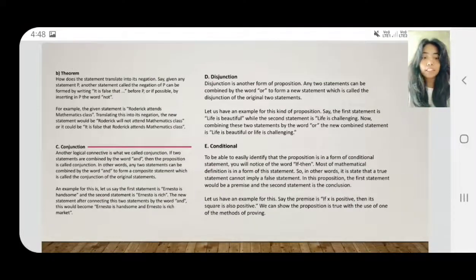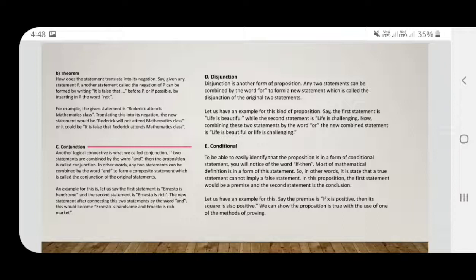Theorem. How does the statement translate its negation? Example, Roderick attends mathematics class. It could be Roderick will not attend math class, or false that Roderick will attend math class. Conjunction. Two statements are combined by the word and. For example, first statement, Ernesto is handsome. The second statement, Ernesto is rich. Connecting these two statements, Ernesto is handsome and Ernesto is rich.